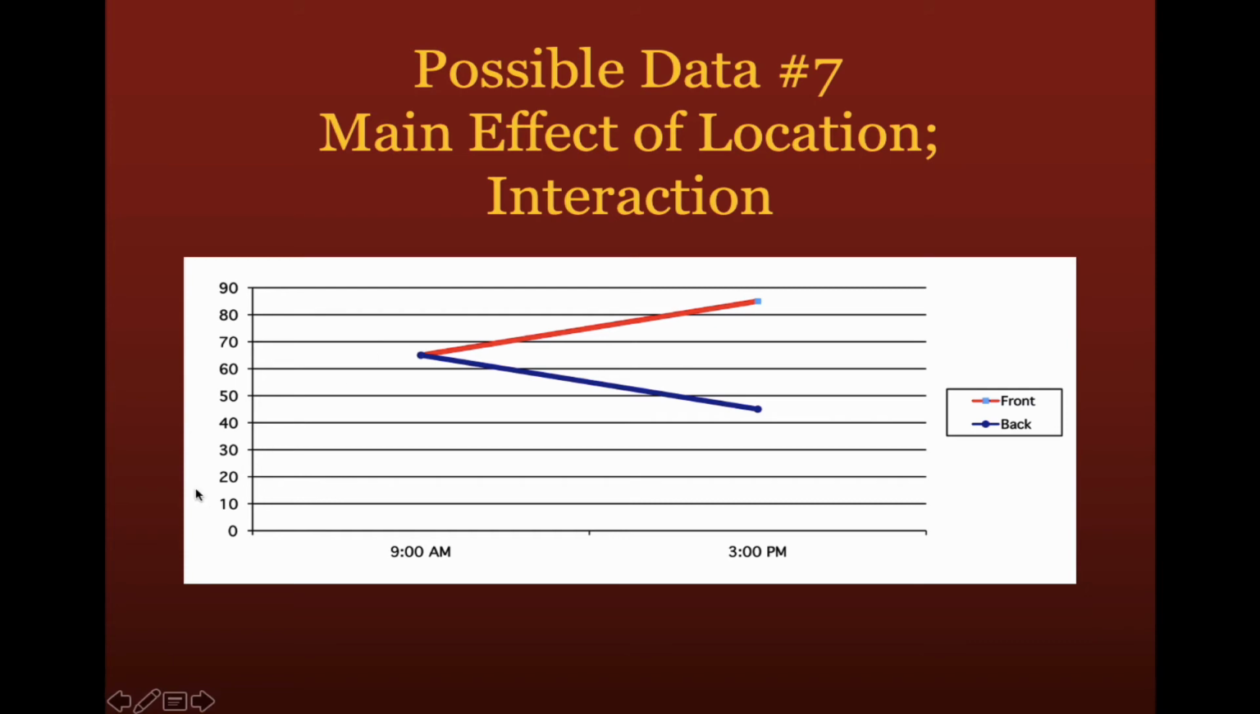There's no main effect of time of day. So the average of our 9 o'clocks is about 65. The average of our 3 o'clocks is 85 and 45, which is also, if you average it, 65. So good. So now we didn't show the main effect of time of day because there isn't one. And we have an interaction, right? So at 9 o'clock, the means are the same. At 3 o'clock, those in the front are higher than those in the back.